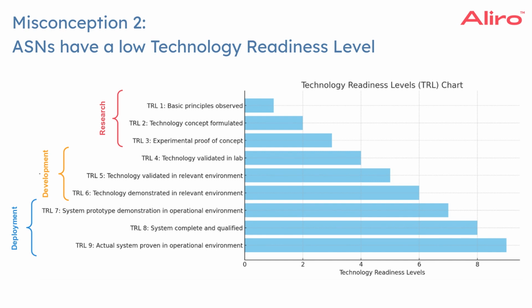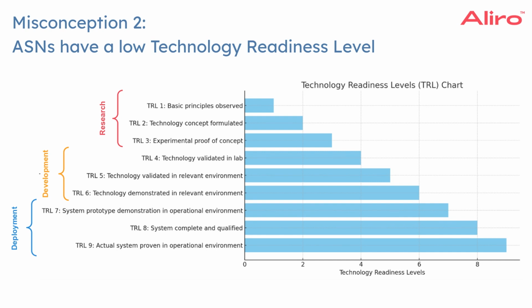TRL 3, Experimental Proof of Concept. Active research and development begins, including analytical and laboratory studies to validate that the concept works in theory. Initial proof of concept is demonstrated, but this may be limited to modeling or simple experiments.